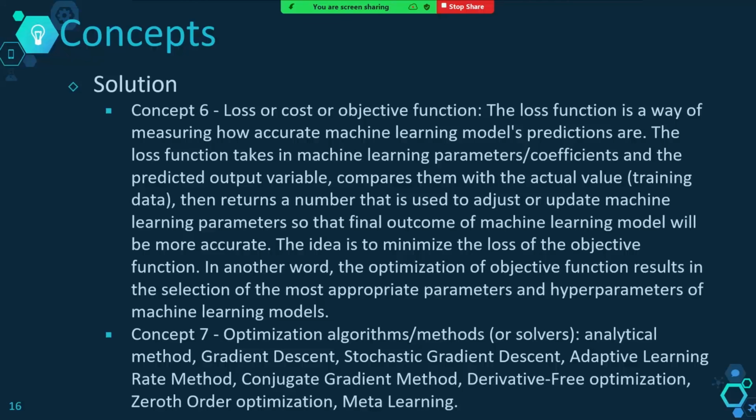And finally, we have the optimization algorithms, methods, or solvers. Some people say that. There are many of them. You can do it using an analytical method. One common one is gradient descent. And these days, we also need to use stochastic gradient descent a lot. We also have adaptive learning methods and traditional conjugate gradient methods. New methods include derivative-free optimization, zeroth order optimization, and meta learning.